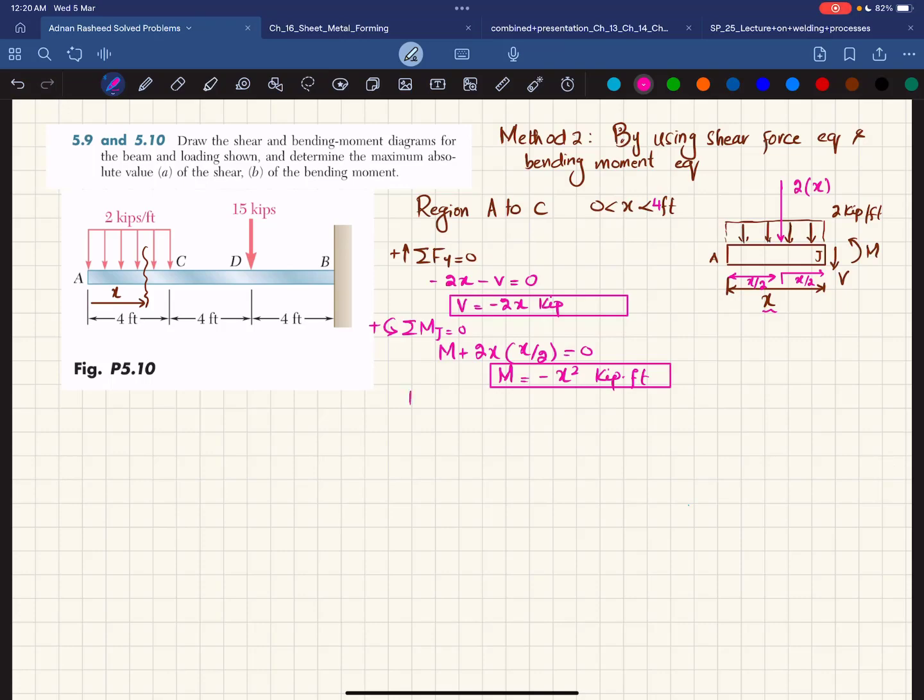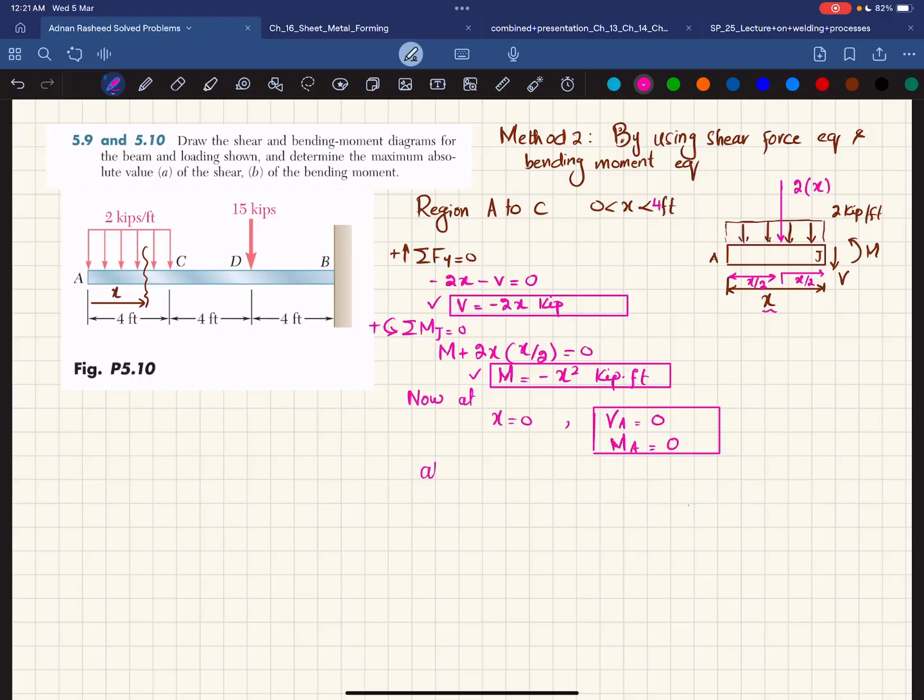Now at x equal to 0, put it in this shear force equation. So you will get VA is equal to 0. And if you put it in this moment equation, moment MA will also be equal to 0. So this is the value of shear force and bending moment at point A.